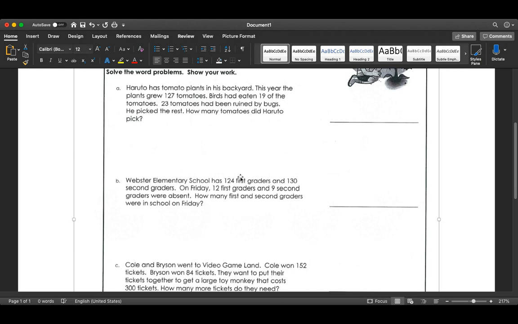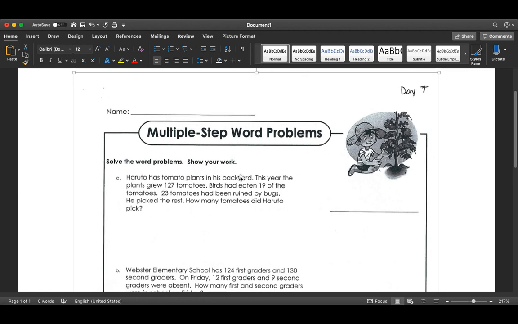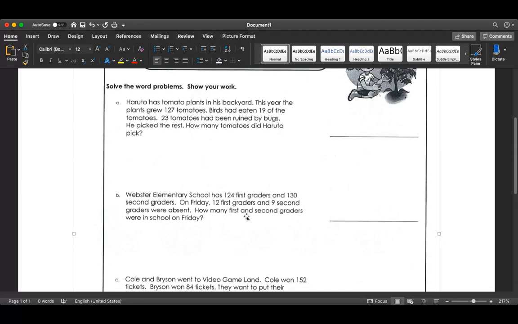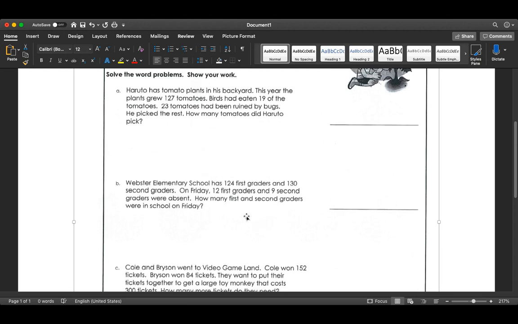On today's math page, we have multiple step word problems again for day 7. And what I'm going to do today is go through these and help you get a model set up for each one. I'm not going to actually work all the way through and solve them, but I am going to help you get a model set up for all 4 problems. So that's going to be a big help towards you getting the final answer. So let's do problem A to begin with.